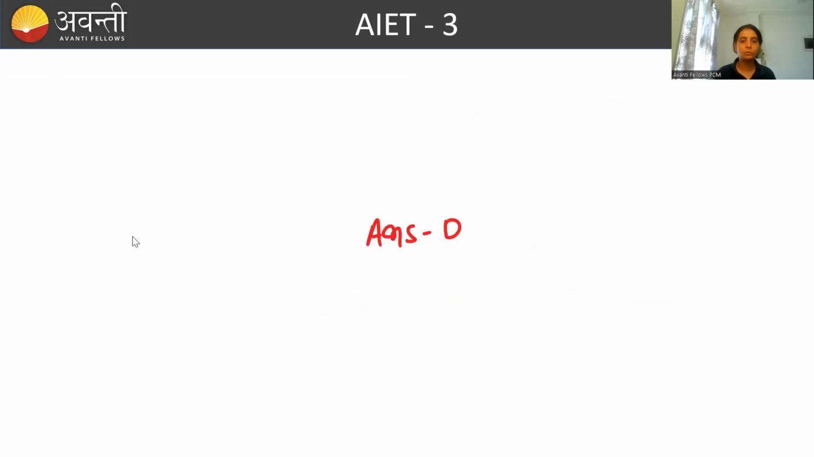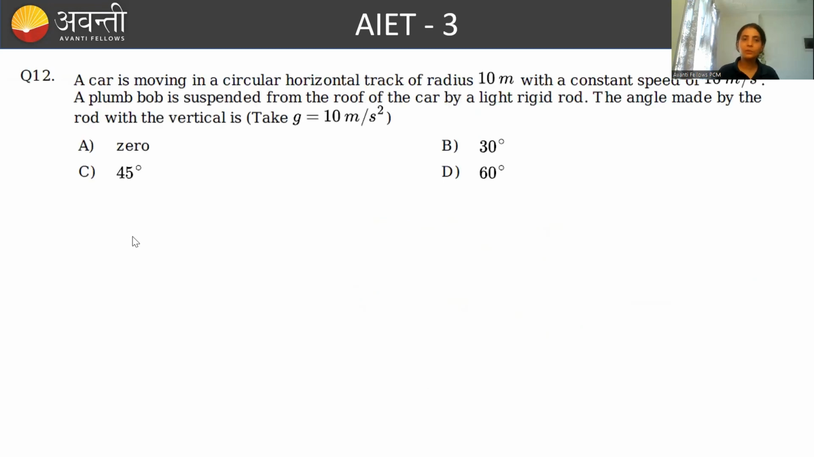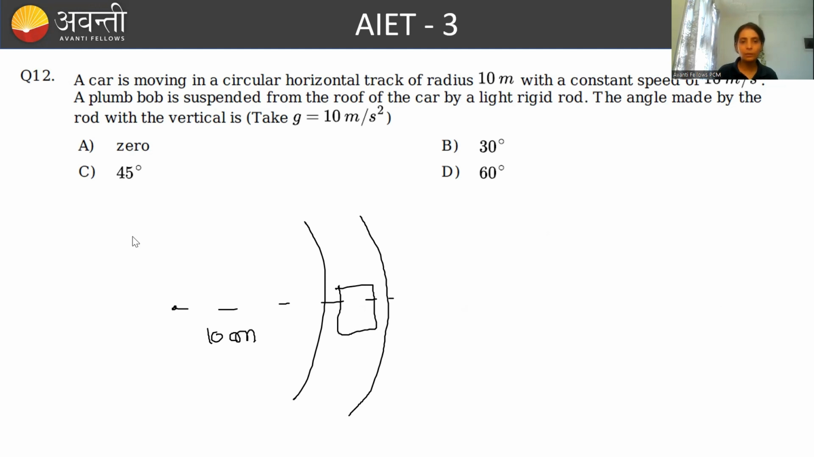Okay, let's go. So what is the next question? There is a car and that is moving on a horizontal track of radius 10 meter. So let's make a horizontal circular track. It is some track like this. What radius is given? Its radius is 10 meter. And there is a car. You draw the car. This car is moving with a speed of how much? It is going here at 10 meter per second. A plumb bob is suspended from the roof of the car by a light rigid rod. The angle made by the rod with the vertical.